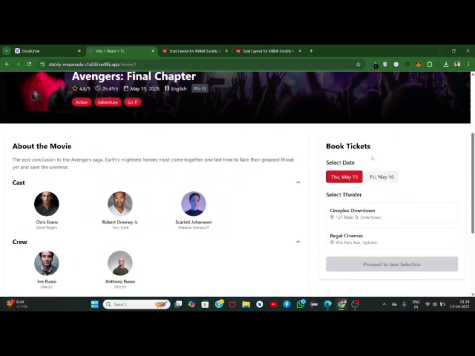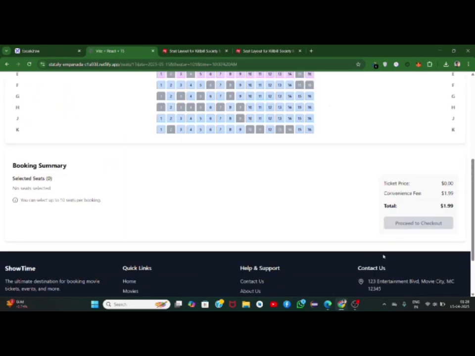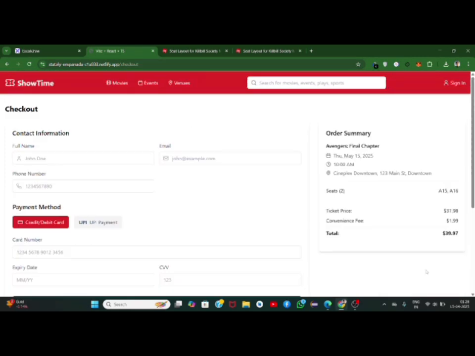It's quite like BookMyShow. Let's select a hall. Let's select a showtime. Let's proceed to seat selection. Here, let's select 15 and 16. The moment I select these seats, the seats get locked for a particular amount of time, and that time is measured from my past booking records. Okay, so let's proceed to checkout.